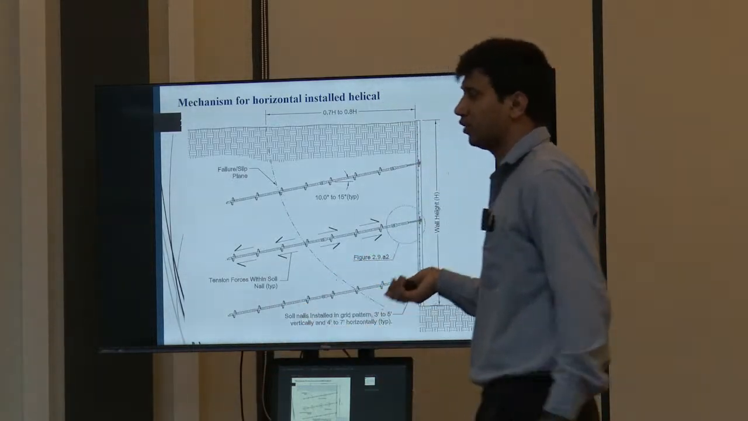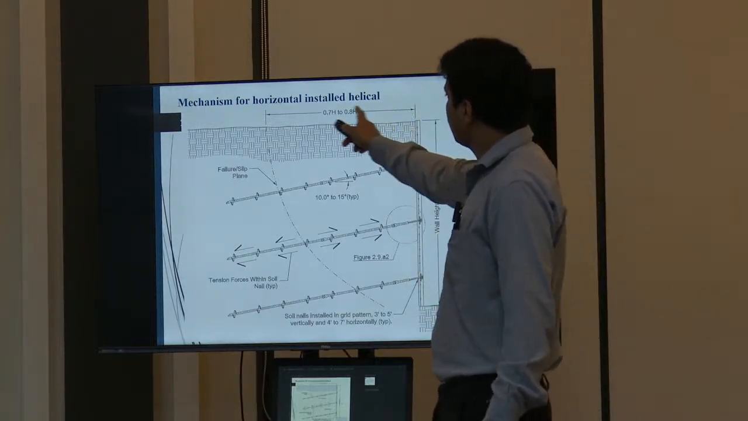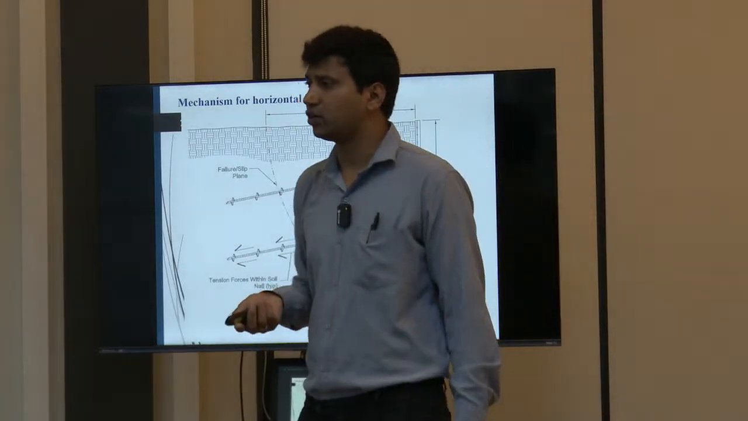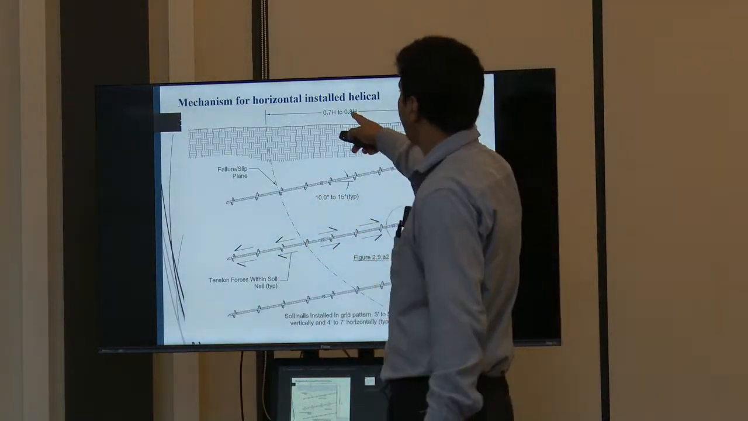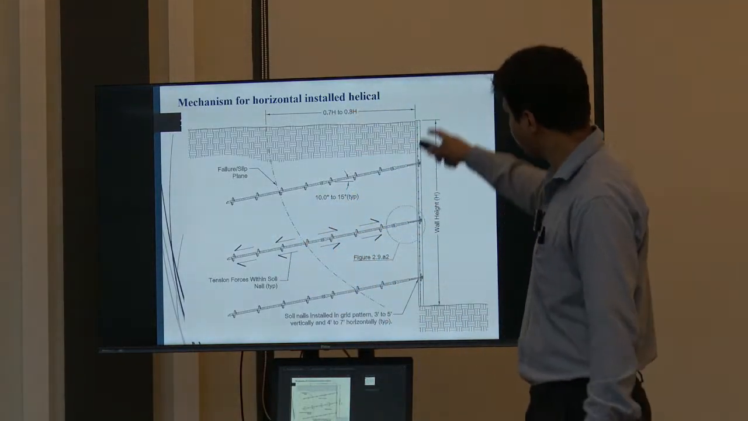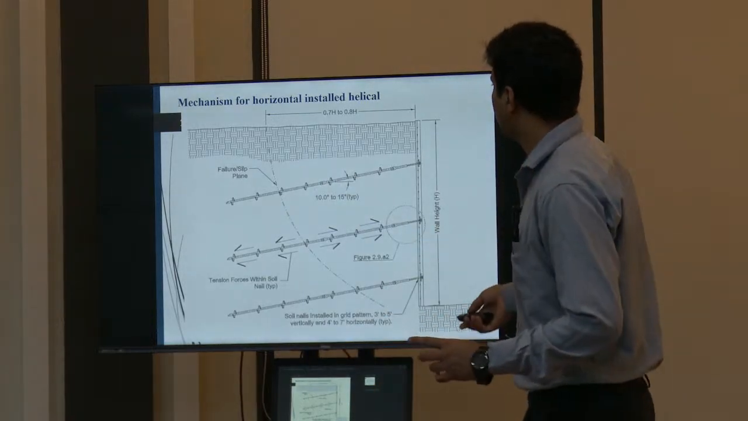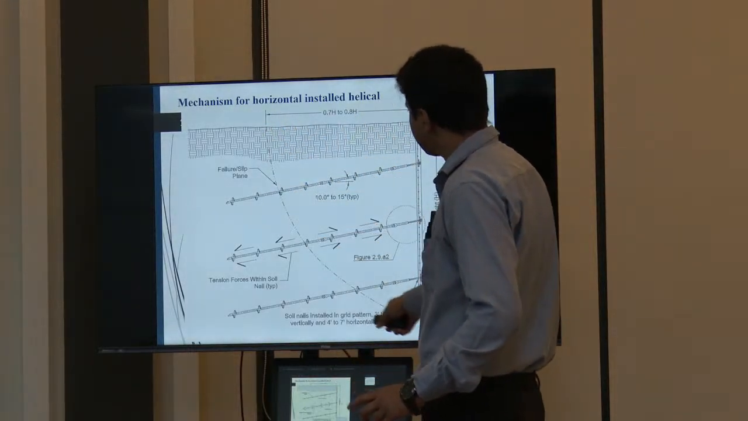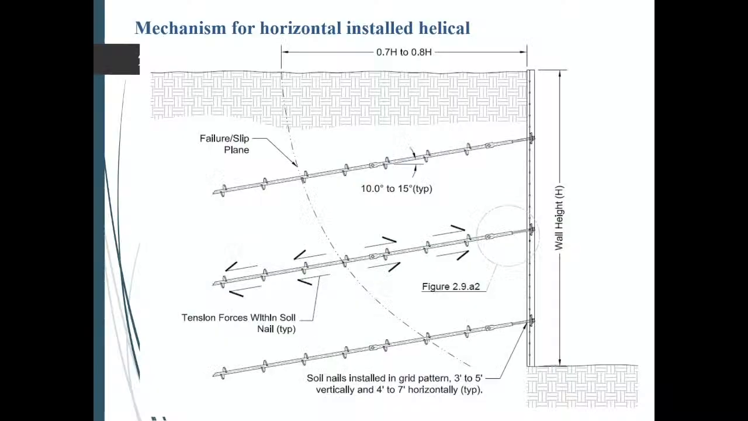There is a code for the installation of soil nail, and this zone, or you can say length of nail. How can one decide the length of the nail? It's about 0.7 times H to 0.8 times H. So what is the H? H is the height of the slope. So this is the typical slip circle. So you can use the nail up to 0.8 times H.